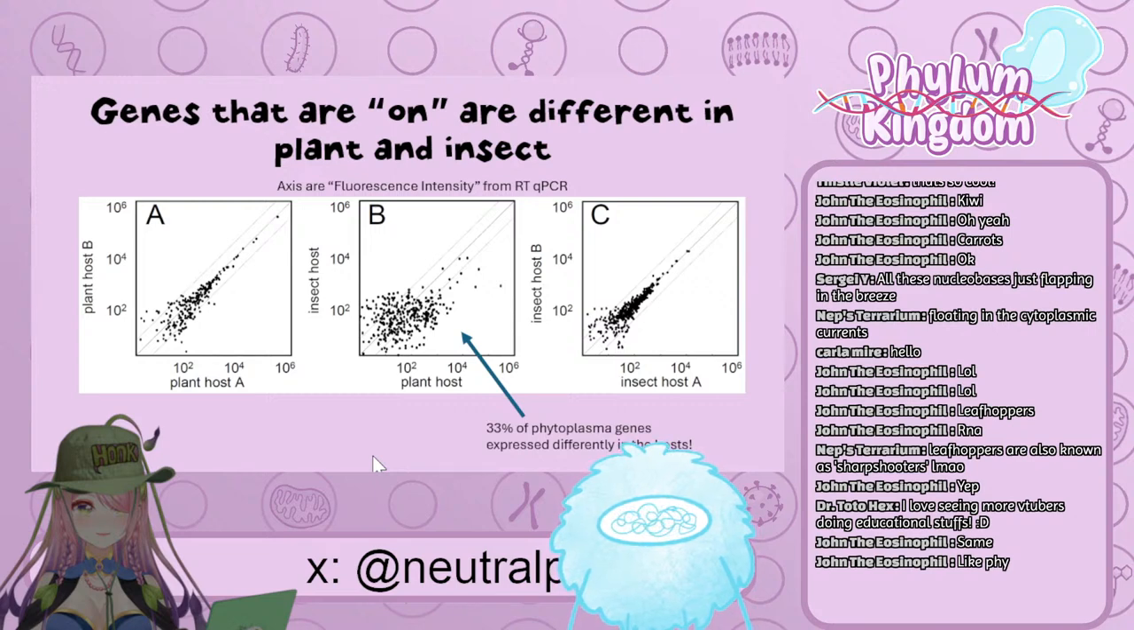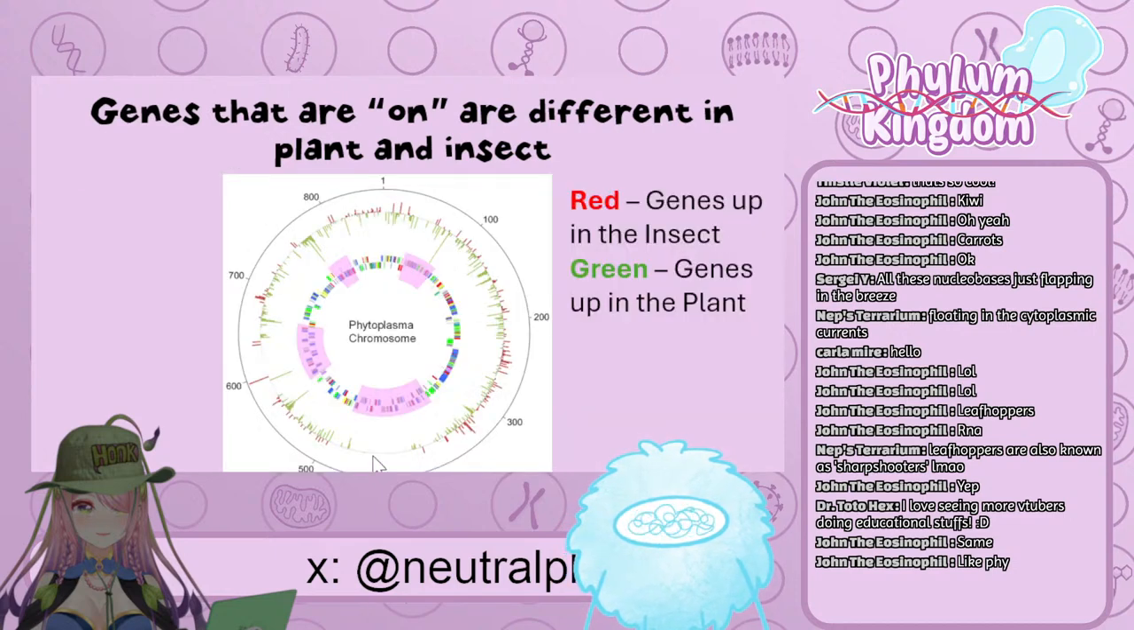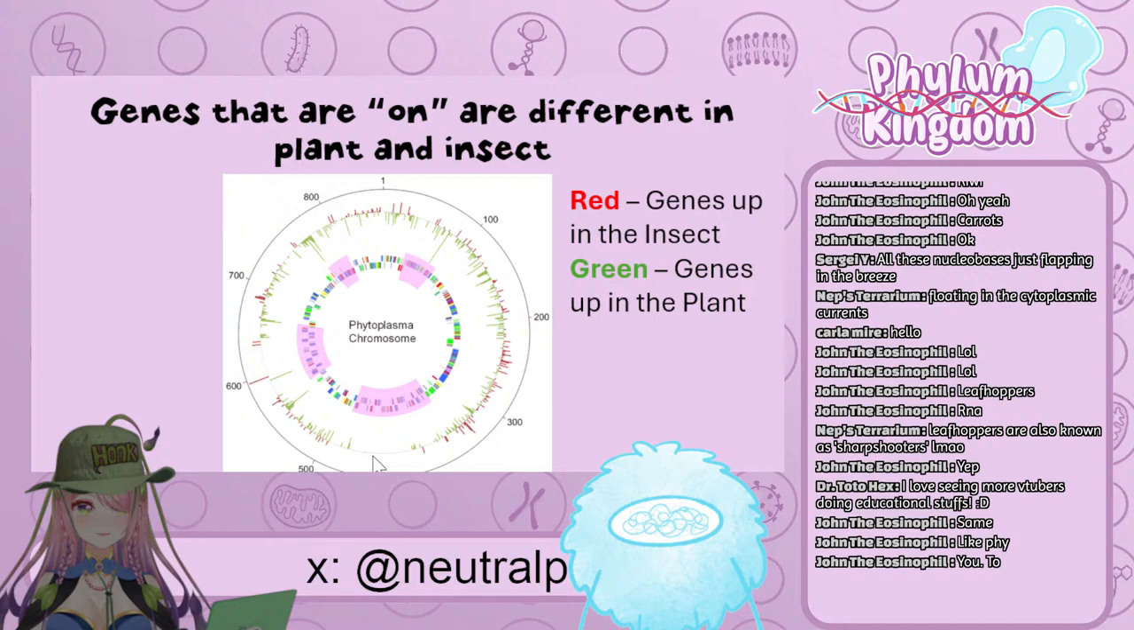So we really want to check to see which genes are more on in the plant than in the insect, to try to determine the basic biology of this system. So the authors put together this chromosome and mapped out exactly which genes are more expressed where. In this outer ring, you see a bunch of bars that are either red or green. The red bars are genes that are up in the insect, and the green bars are up in the plant. Now, part of my pet peeve here is that red and green is the most common form of colorblindness. So that isn't great, but I'll turn the information into something more readable in just a little bit.